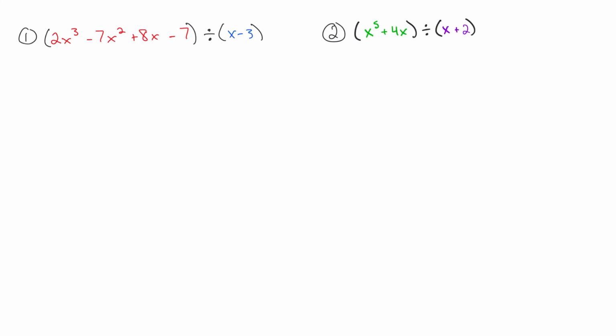Problem 1 has nothing really special going on. I just want to show it one more time. I have the red equation that I'm dividing by the blue equation, x minus 3. That blue equation will be equal to 0 when x is equal to 3. So that's the number that goes in the box. And then it's going to be a 2x cubed, a negative 7x squared, a positive 8x, and a negative 7.